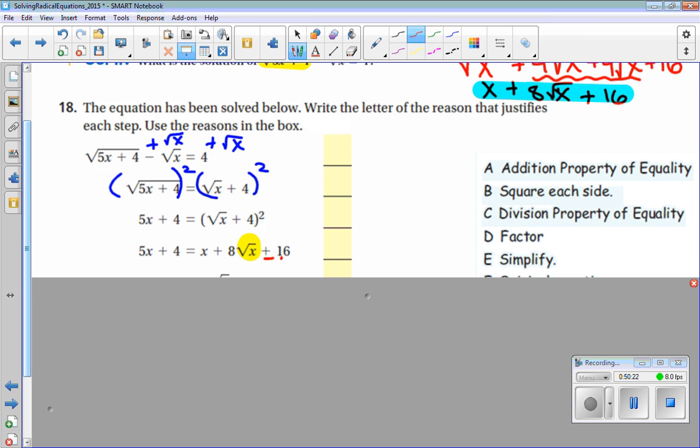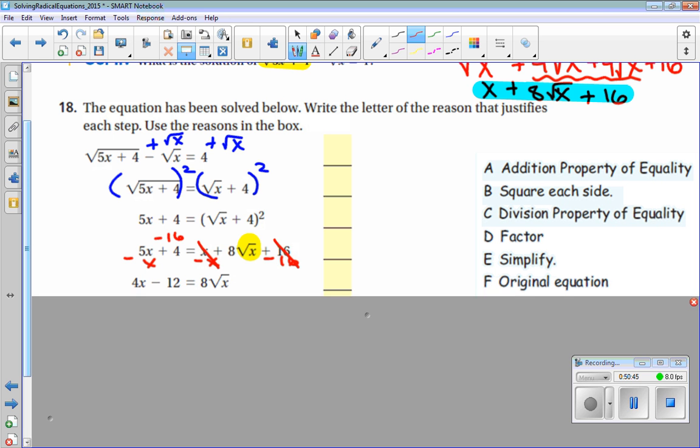Take down the 16, and not yet, take down the x. So when I subtract the 16 and subtract the x, this is a very long, very multi-step problem. I agree, lots of steps. So I'm trying to break it down. Okay? 5x minus x is 4x. Negative 16 plus 4 is negative 12.